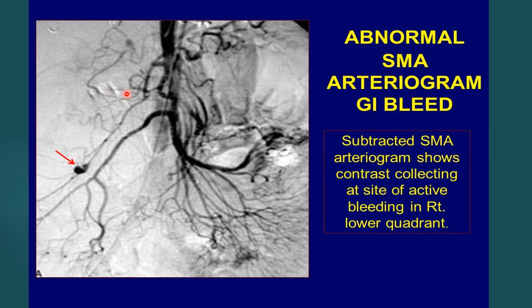Okay, this is an SMA angiogram. The superior mesenteric artery is cannulated and the dye injected, and you can see a leakage, the extravasation or leakage of dye on the right side, in the ileocolic artery. So you know the site of bleeding is in the cecum or ascending colon.